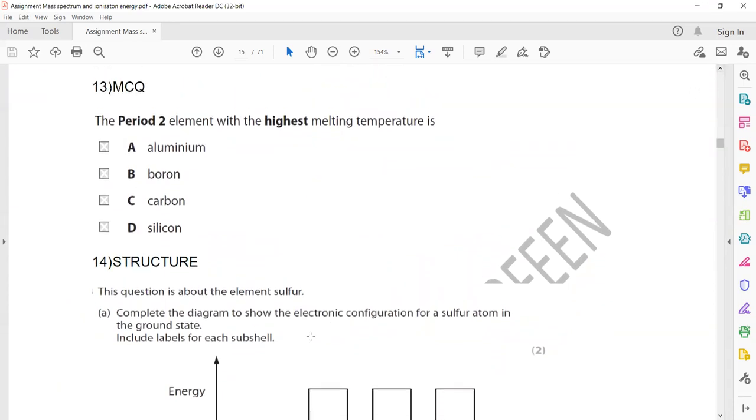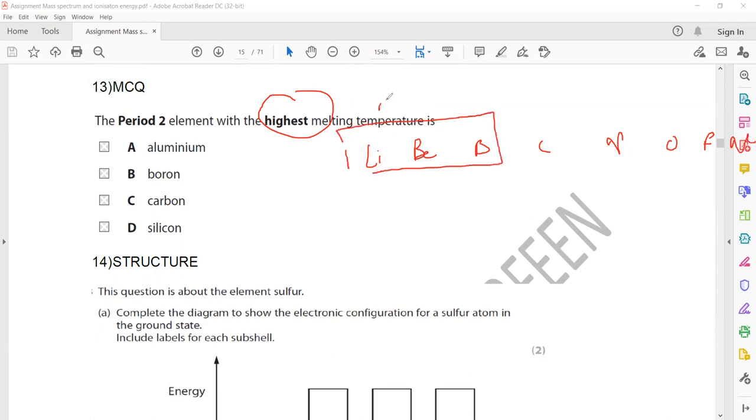In question 13, the period 2 element with the highest melting temperature. So what are the elements in period 2? As we already discussed, we have lithium, then beryllium, then boron, then carbon, nitrogen, oxygen, fluorine and neon. So the first 3 elements will be metallic, then carbon will be a macromolecule.